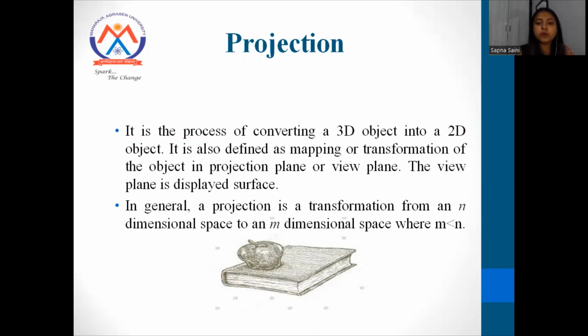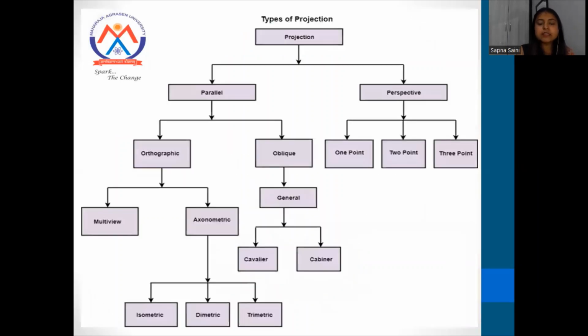In other words, we can say a projection is a transformation from an n-dimensional space to an m-dimensional space where m is less than n. It means if I am taking a 3D object and transforming it into a 2D object, then it will be called projection. Okay, I hope you get the basic idea of what projection is.